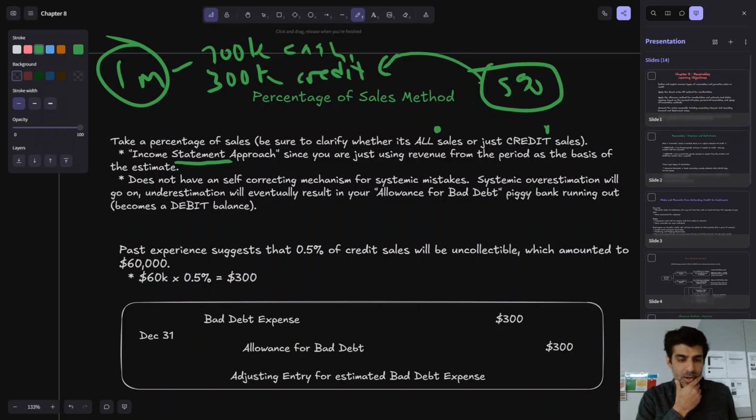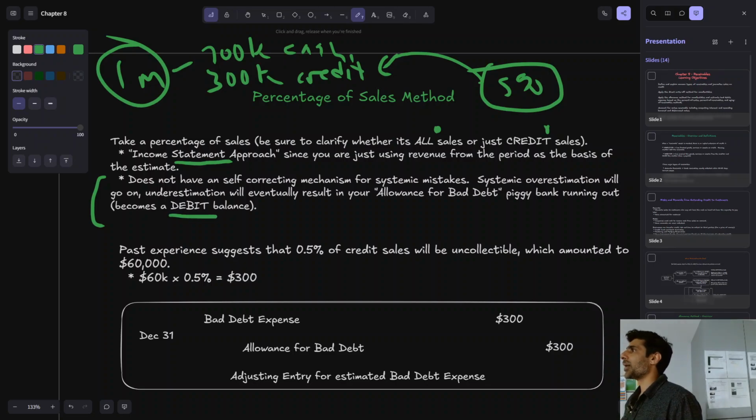Okay. The other problem with this is that it doesn't self-correct. We're going to see with the other two methods, they will get trued up every period. With this method, you can keep having structural errors until you hit a point where your allowance for bad debt is basically a debit balance. That's when you've screwed up beyond being correctable.